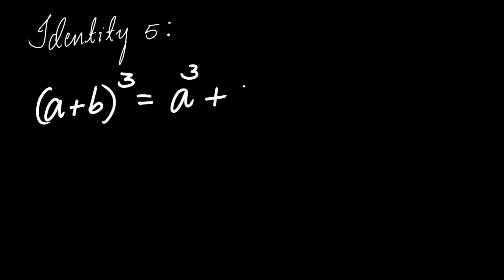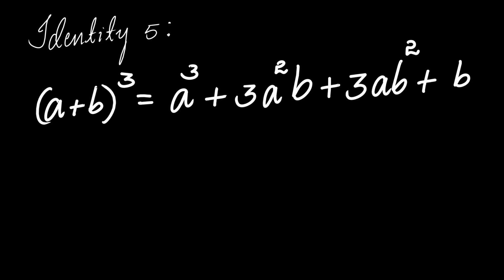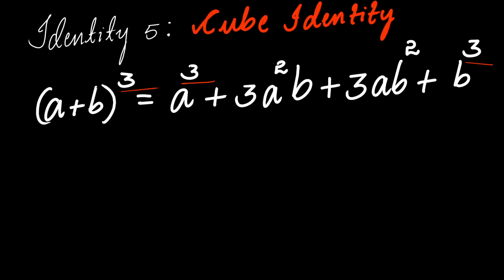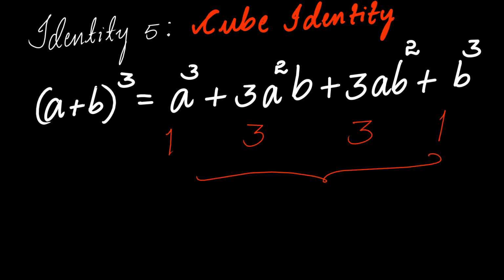These identities are called cube identities because the powers are 3 here. That's why it is called cube identity. So, (a + b) whole cube equals a cube plus 3a square b plus 3ab square plus b cube. This identity looks big, but actually there is a very nice pattern. Here the numbers follow a pattern 1, 3, 3, 1. These numbers never change. So, if you remember this pattern, the identity becomes much easier.